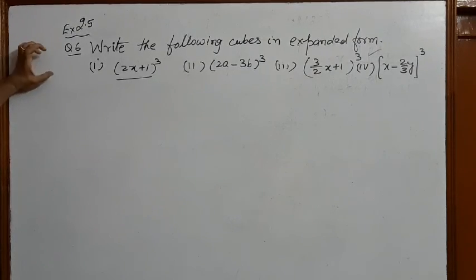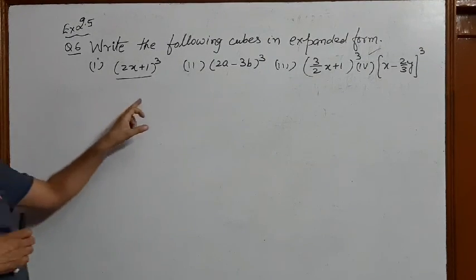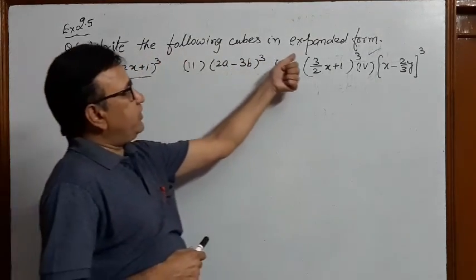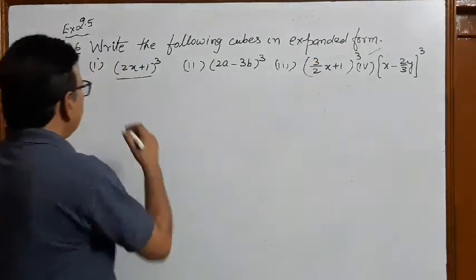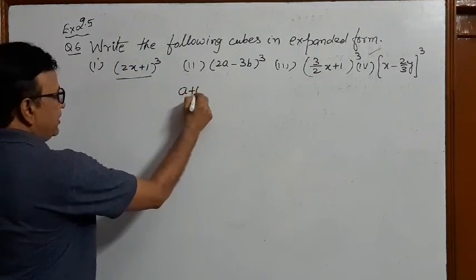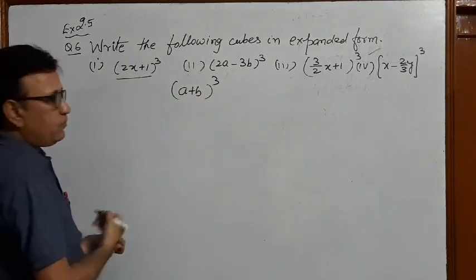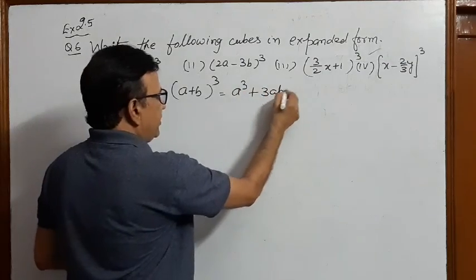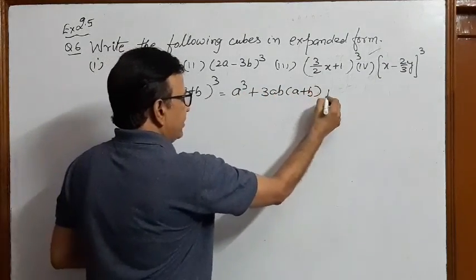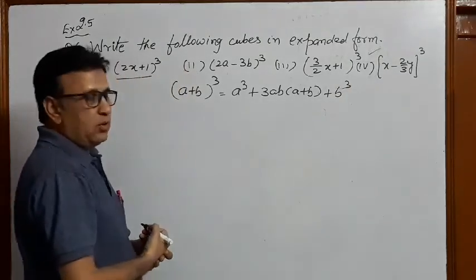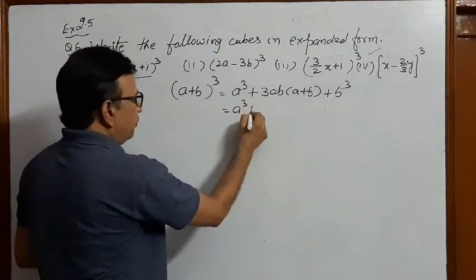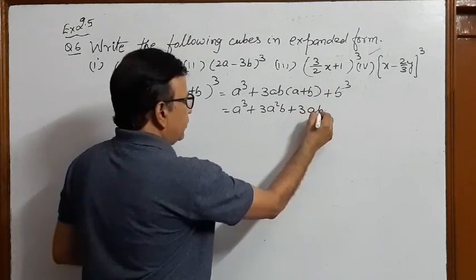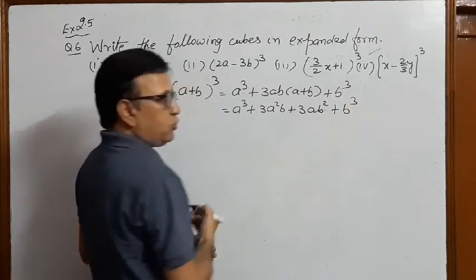Now see, the next question depends on (a plus b) whole cube. Here, write the following cubes in the expanded form. (a plus b) whole cube, that you know, is a cube plus 3ab(a plus b) plus b cube, or you can write here a cube plus 3a square b plus 3ab square plus b cube.